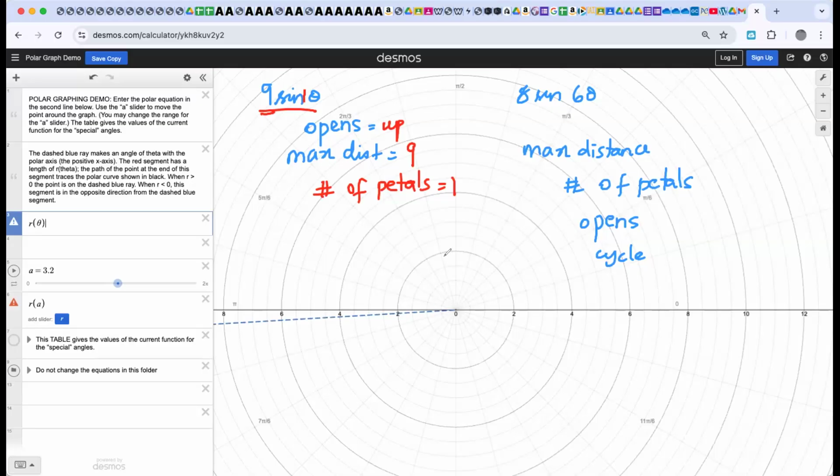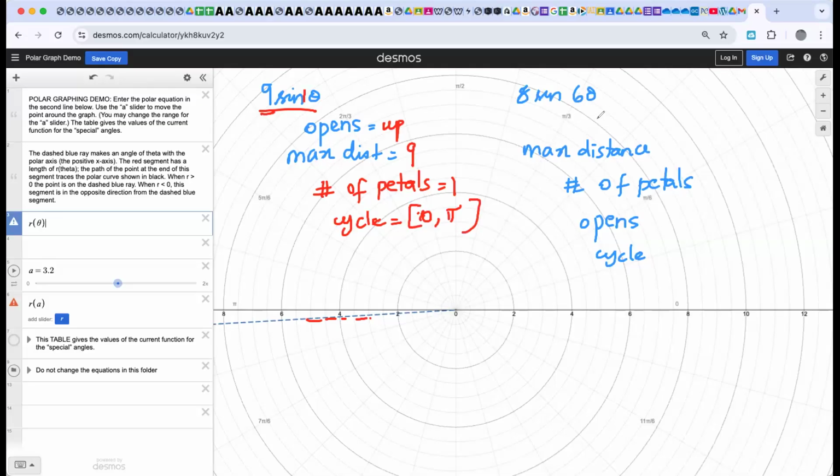One petal means one round. That's it, one circle. Okay, and then cycle is what? Cycle is 0 to pi. Why? Because when we move from 0 to pi, you'll see that one circle is completed. If you move this line beyond pi to 2 pi, it will just repeat. So that's why we call the cycle of the circle 0 to pi.